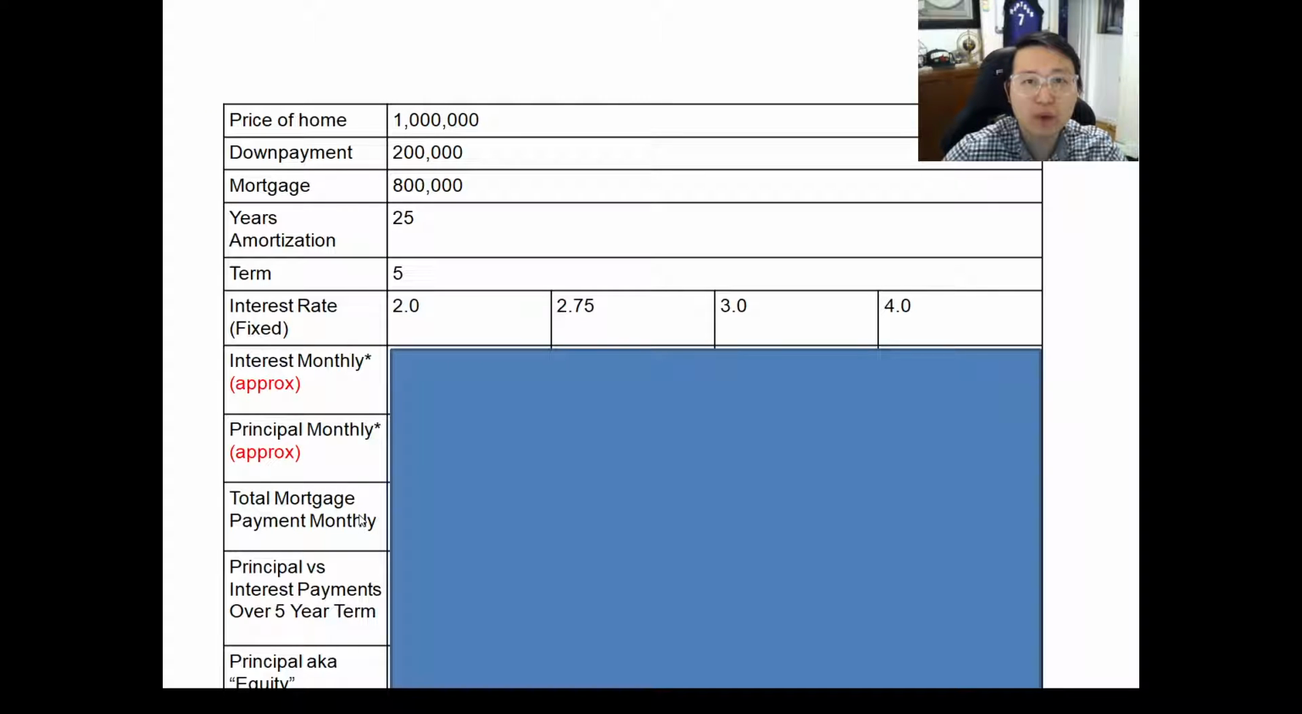And then one thing I really want to show you is over a 5-year term. So assume the 5 years are now up. How much have you paid towards principal? How much have you paid towards interest? And therefore we can calculate how much equity you've built up for yourself based on every single one of these interest rates, which is the whole purpose of this video: to show you how interest rates affect how much equity you've built up in your home.